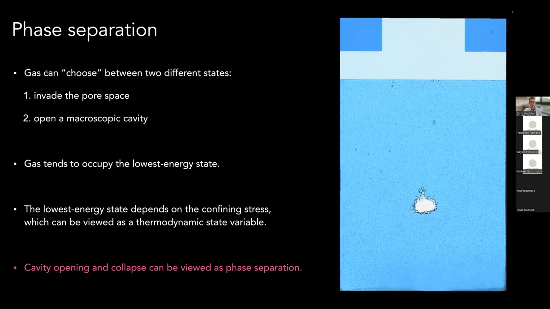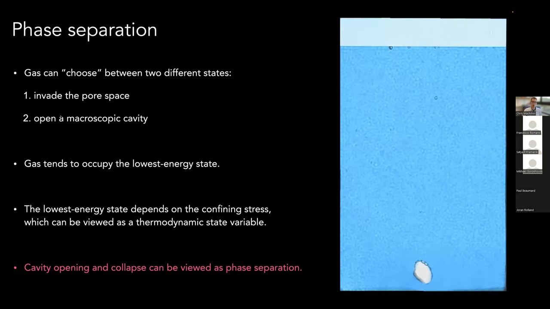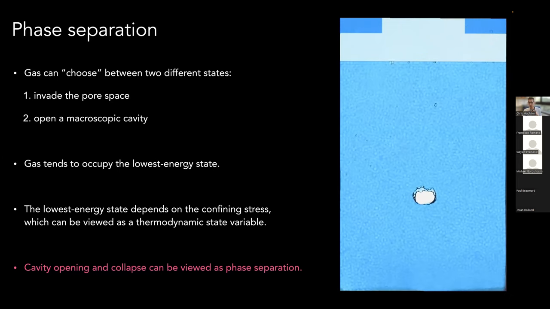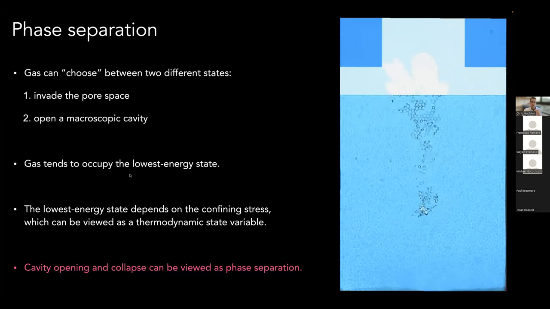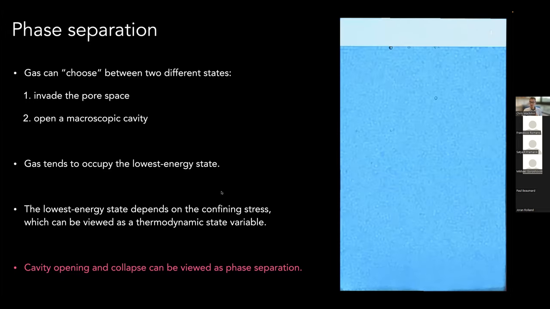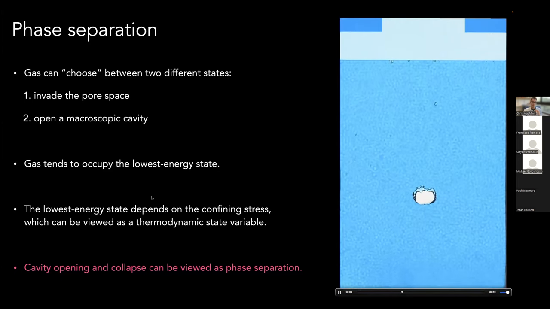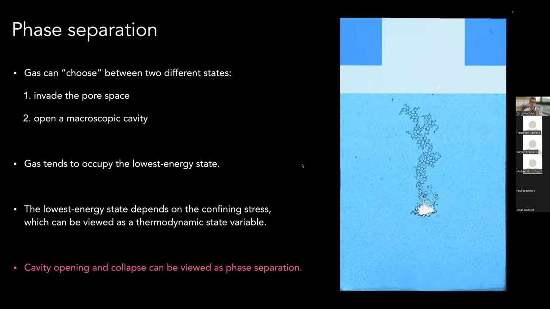So in a sense, the gas is actually choosing between two different states. It's deciding whether it wants to be in the pore space or to open a macroscopic cavity in the packing. And which one of those it chooses is between the gas and the liquid and the solid. It's not something that we can impose, but it's going to be the state that has the lowest free energy. And which state that is depends on the conditions. So as you can see in this movie, the thing that it's depending on in this case is the confining stress. So as I increase the confining stress, the gas actually transitions from one state to another.